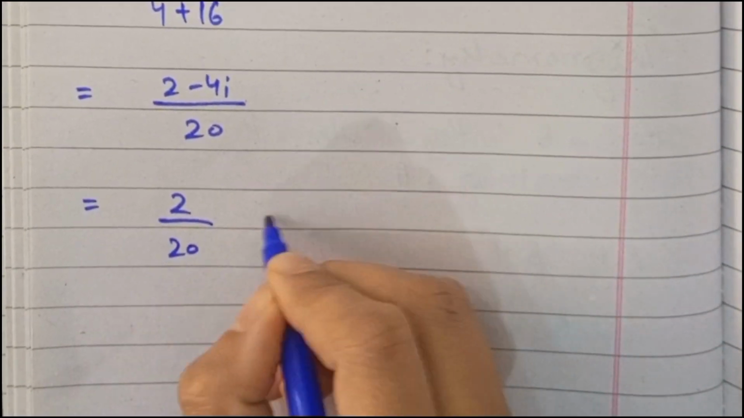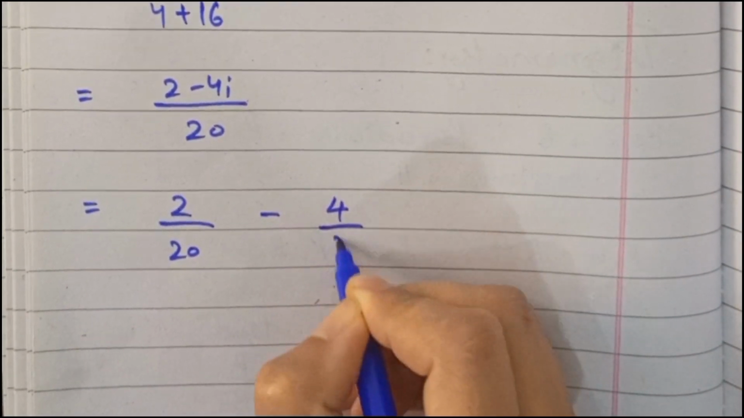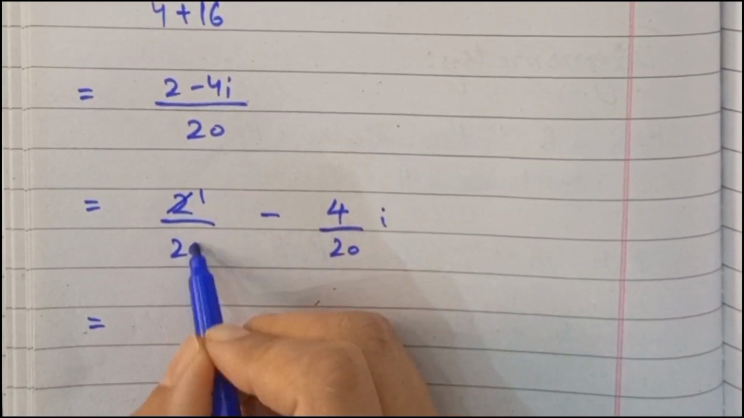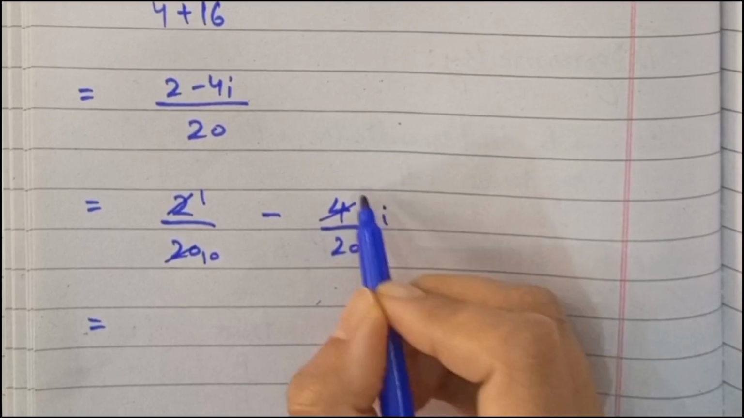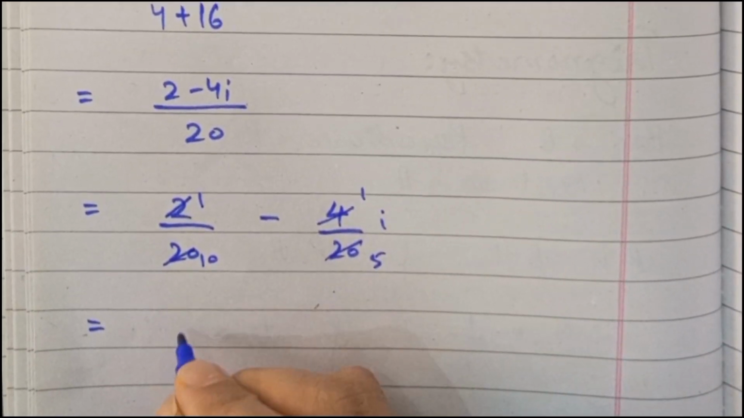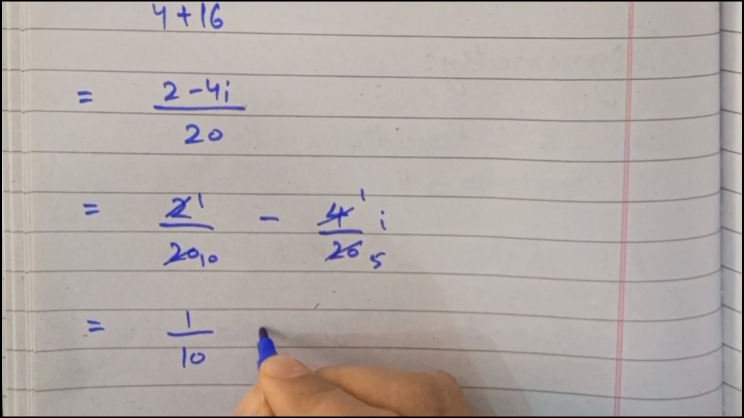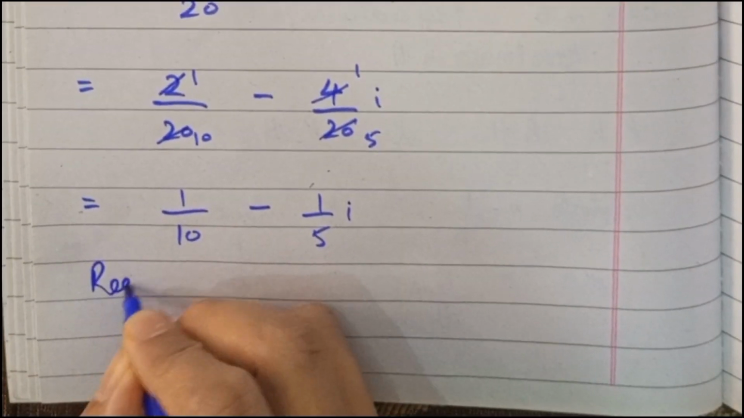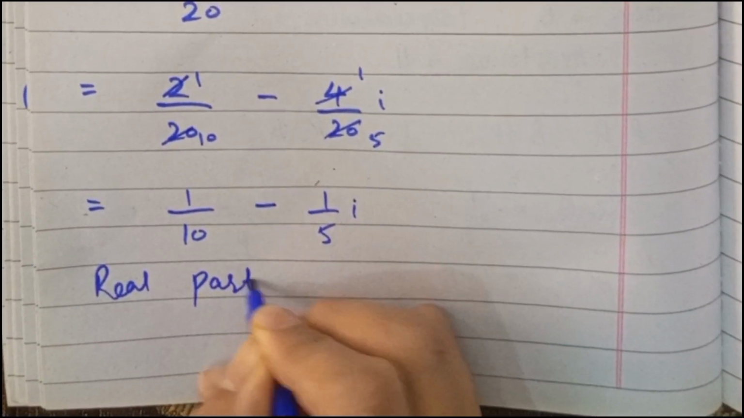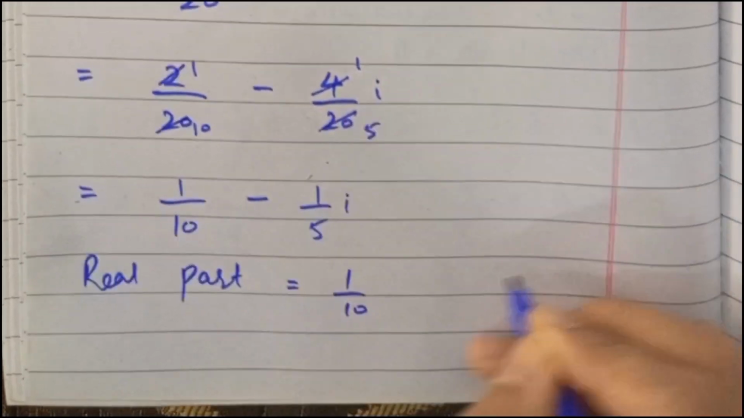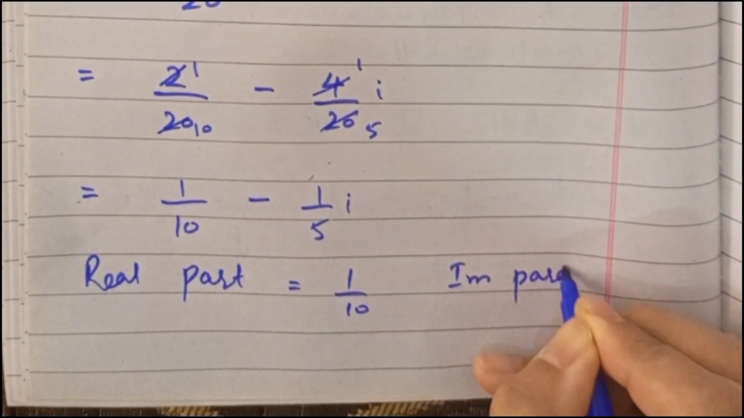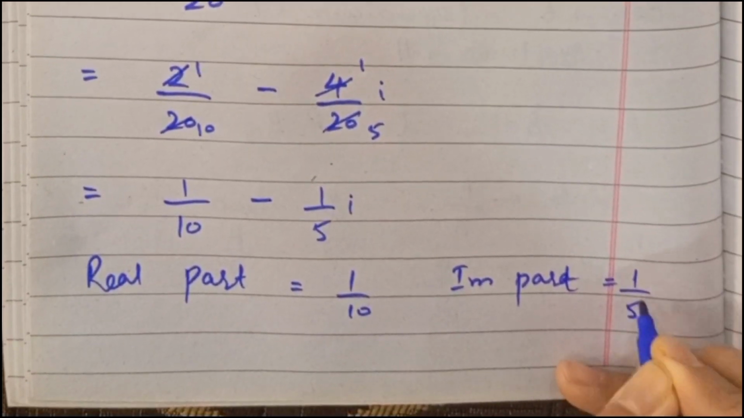So we will write it as 2 by 20 minus 4 by 20. Now we will cancel it out. 2 ones are 2, 2 tens are 20. 4 ones are 4, 4 fives are 20. So here we will be left with 1 by 10 and here we will be left with 1 by 5 i. So the real part is 1 by 10 and the imaginary part is minus 1 by 5.